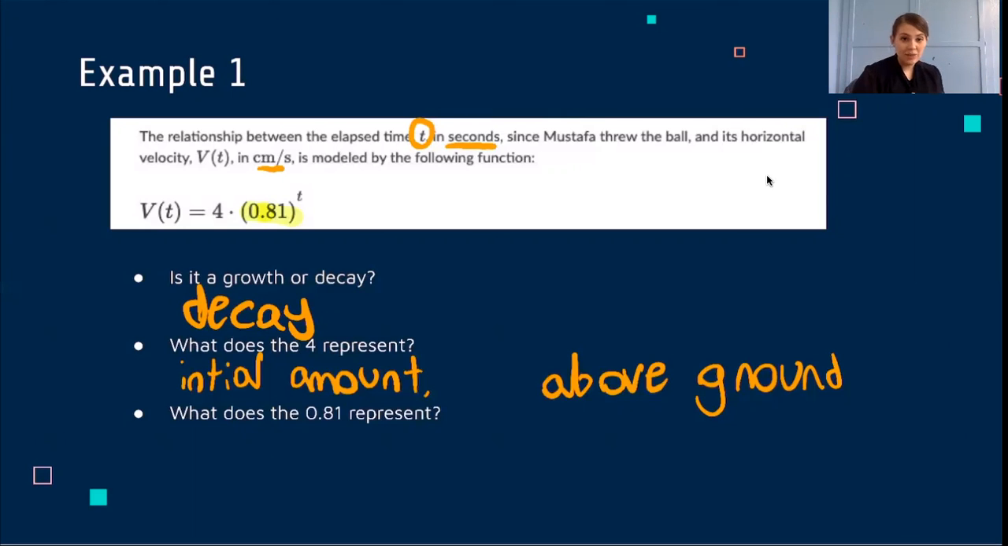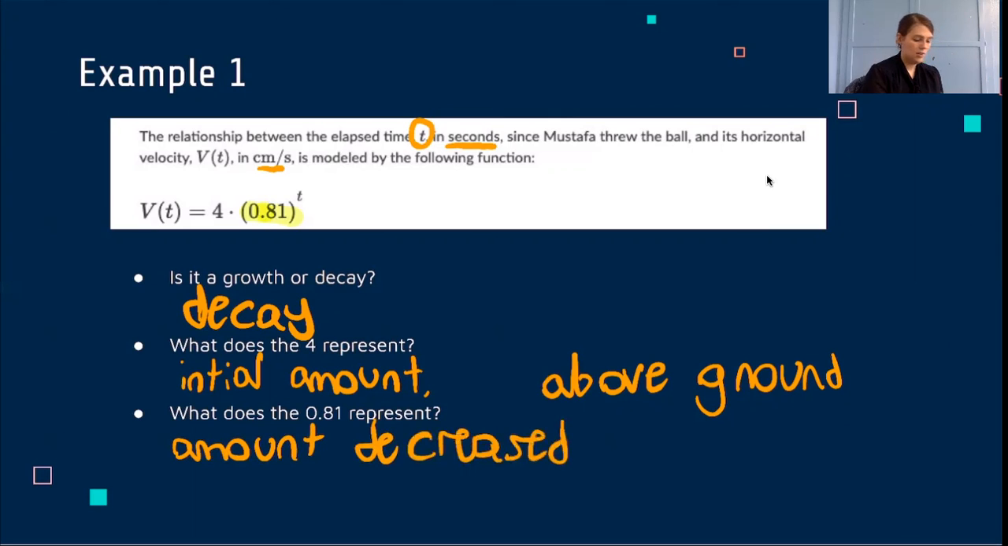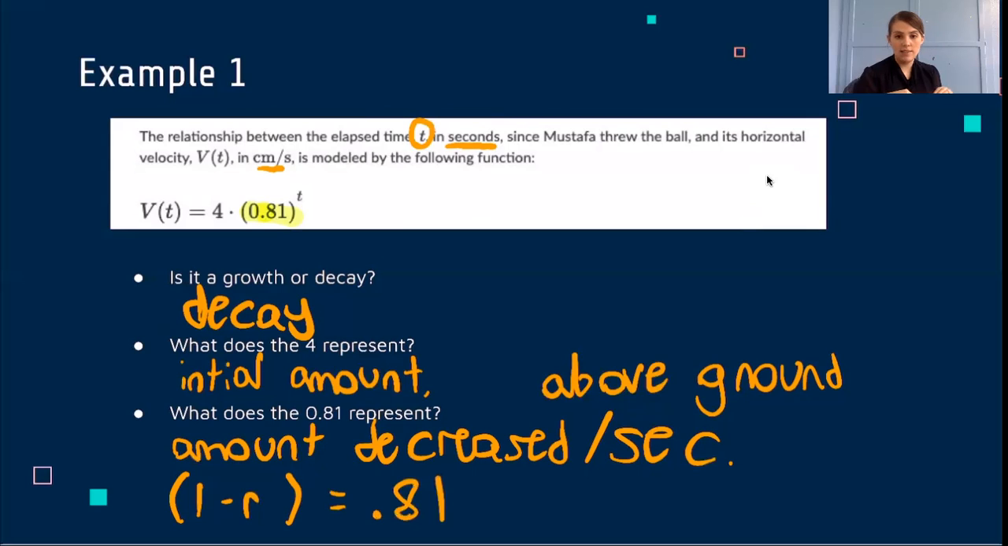The 0.81 represents the amount decreased per second. So here with my 0.81, because we are looking at a rate, then I know that that rate was subtracted from 1 to get our 0.81. So that rate is 19%.